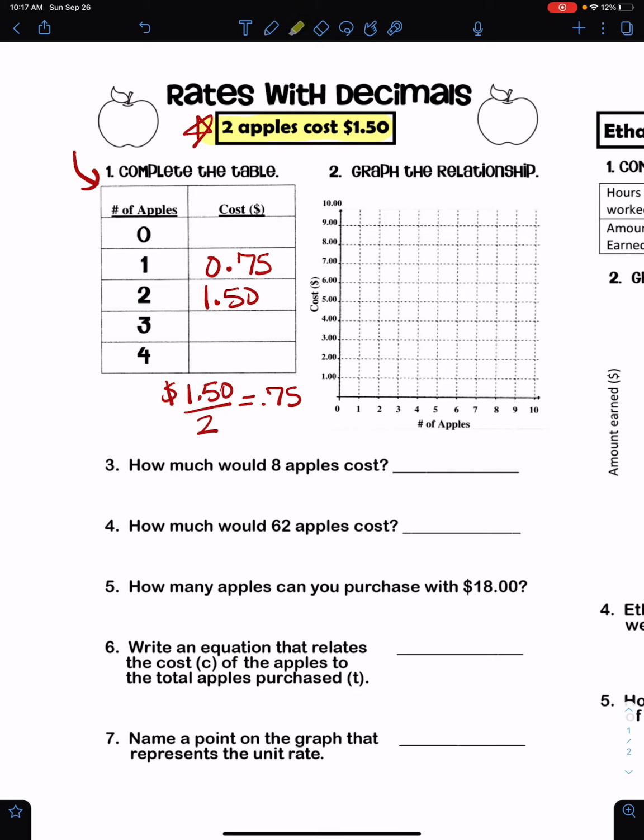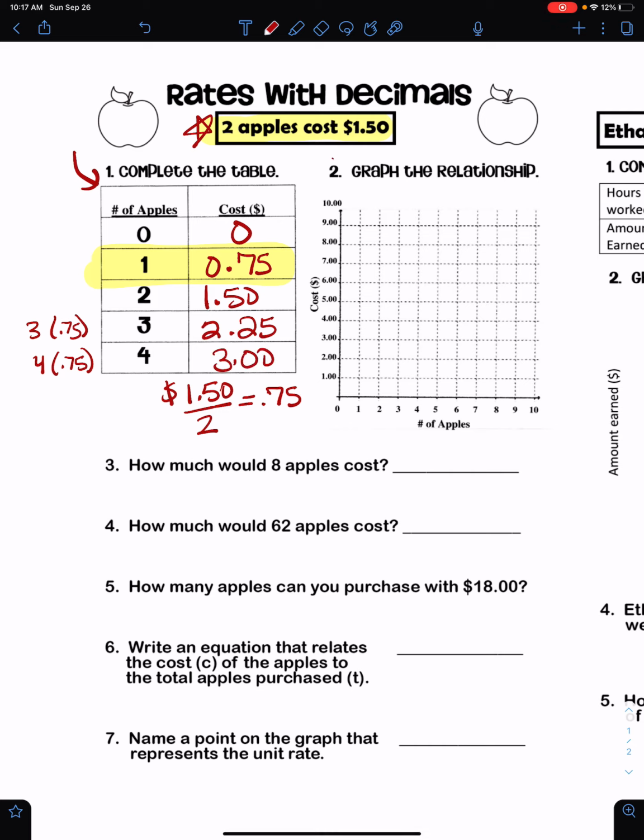Once you have the unit rate, which is how much it costs for one, you can find any of them by multiplying the number of apples by the unit rate. So 0 apples, of course, costs $0, but 3 apples, you could do 3 times 75 cents to get $2.25. And for 4 apples, oh, did you guys catch my mistake right there? That doesn't say 75 cents, does it? It says $7.50. 4 apples times 75 cents would be $3.